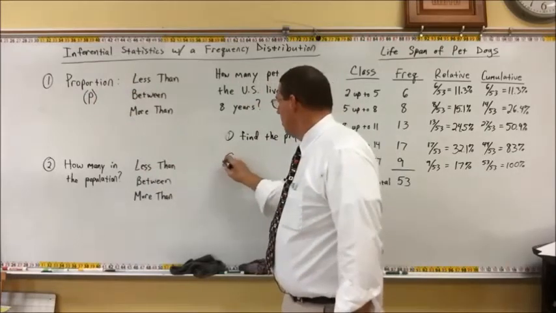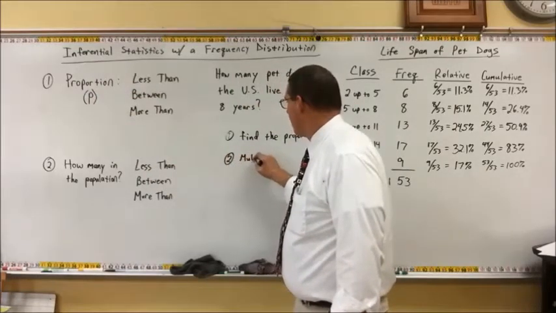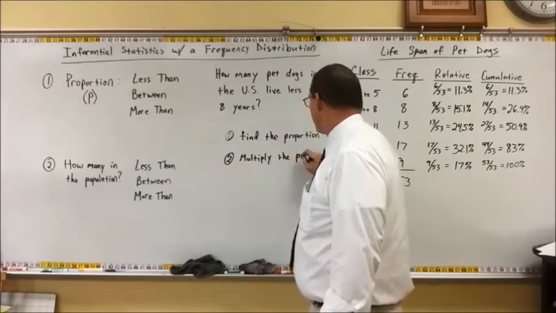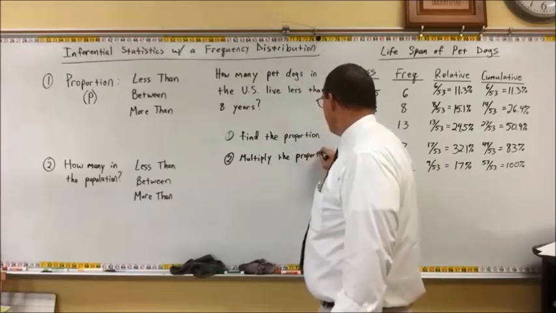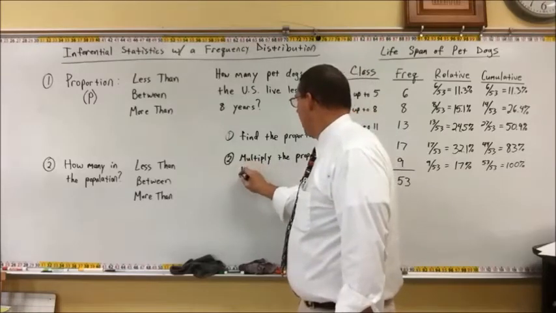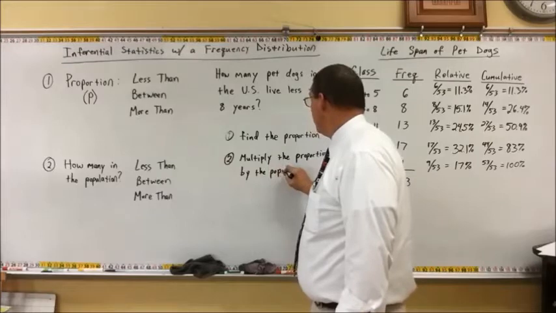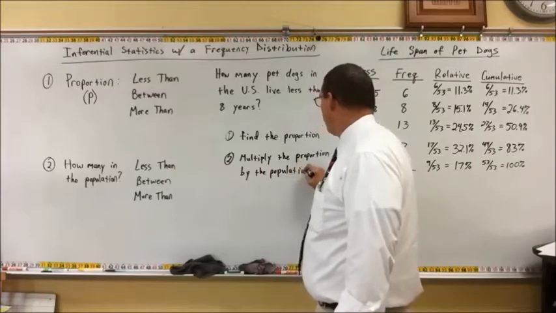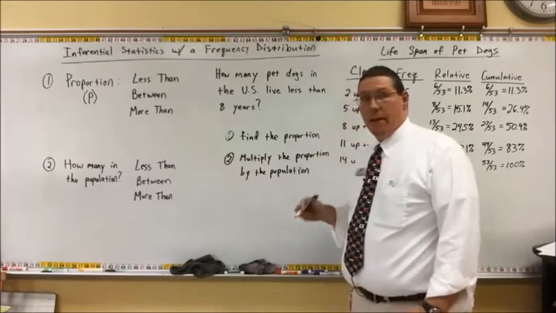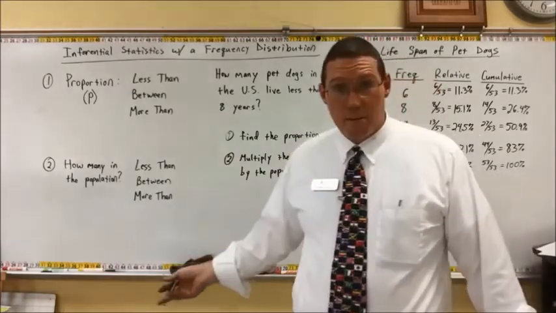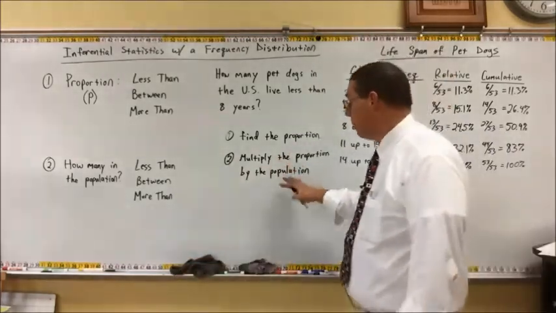Secondly, multiply. All you're going to do is multiply the proportion by the population. Okay, so you need to know what the population is. Find the proportion, then multiply that percentage or that decimal times the population.